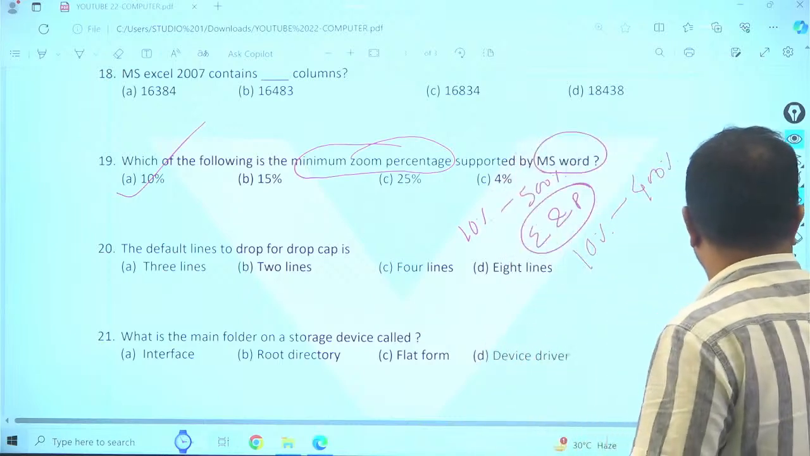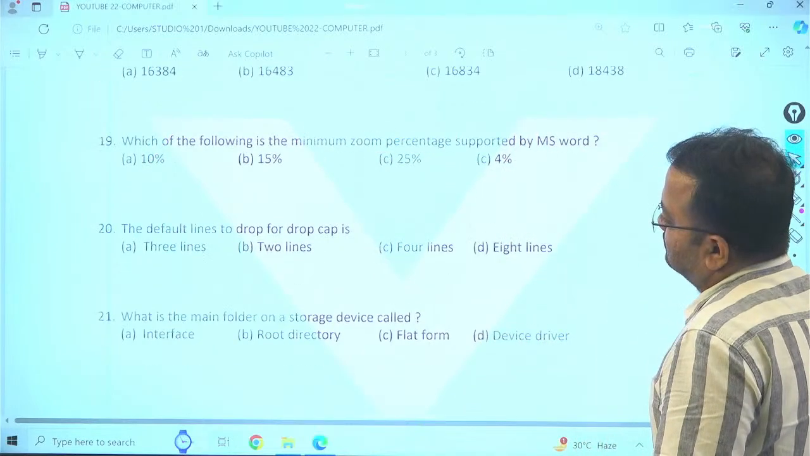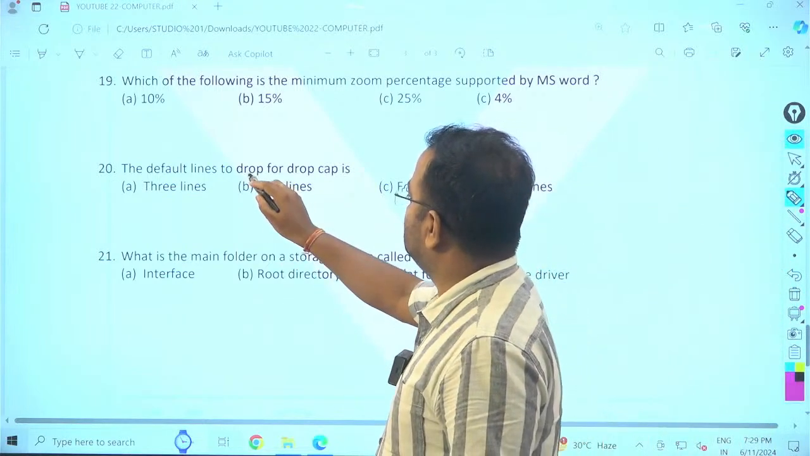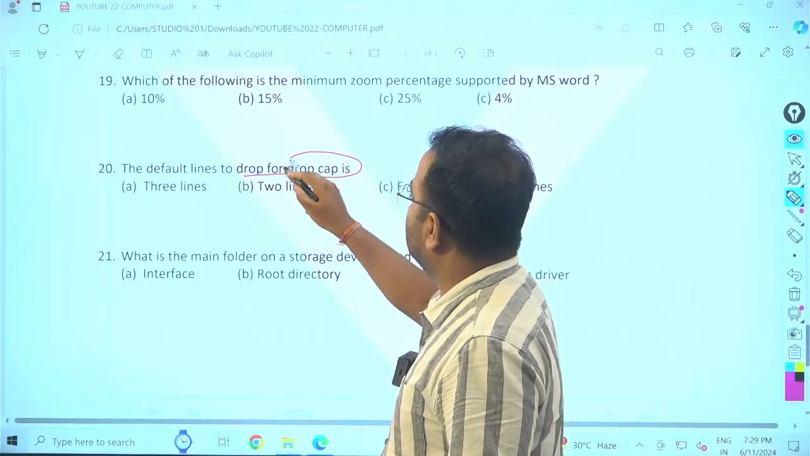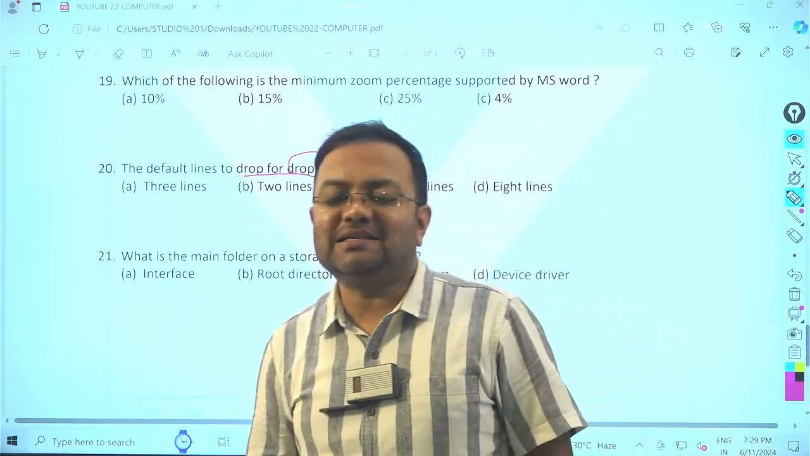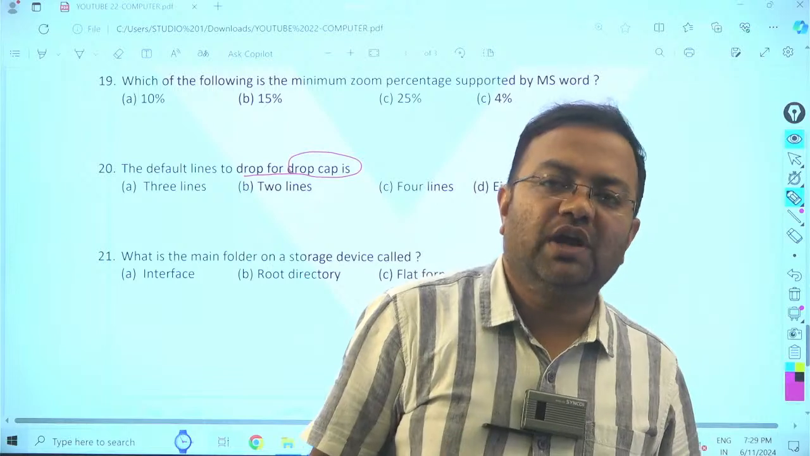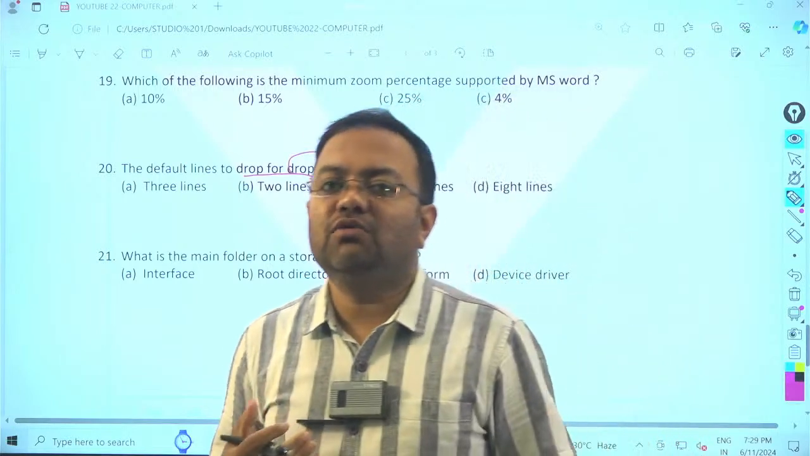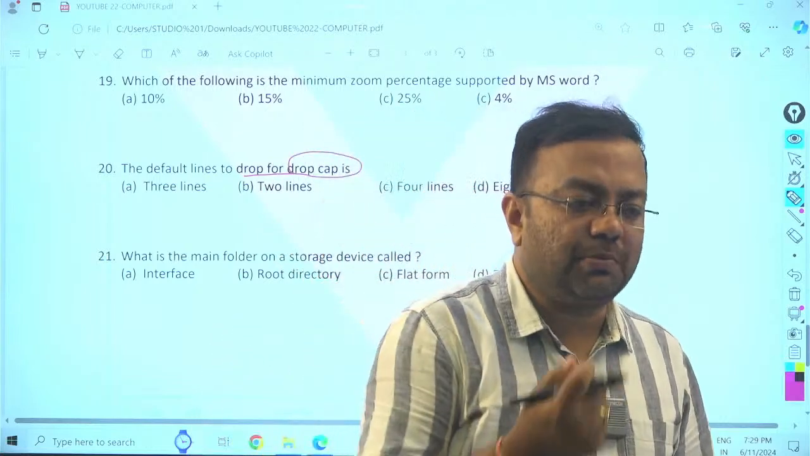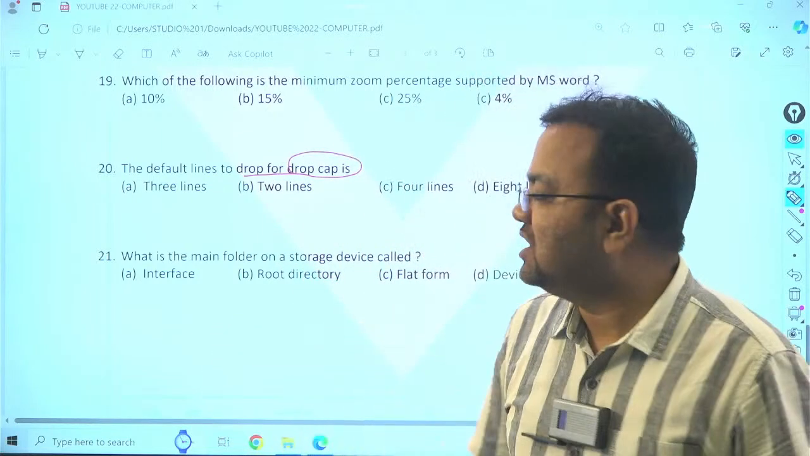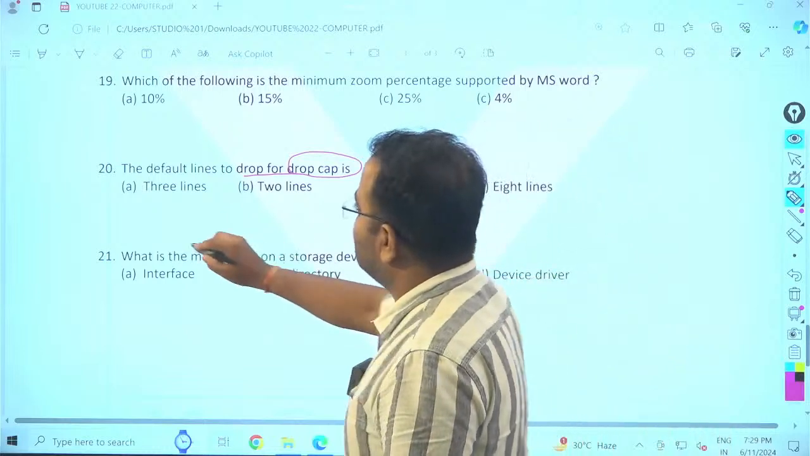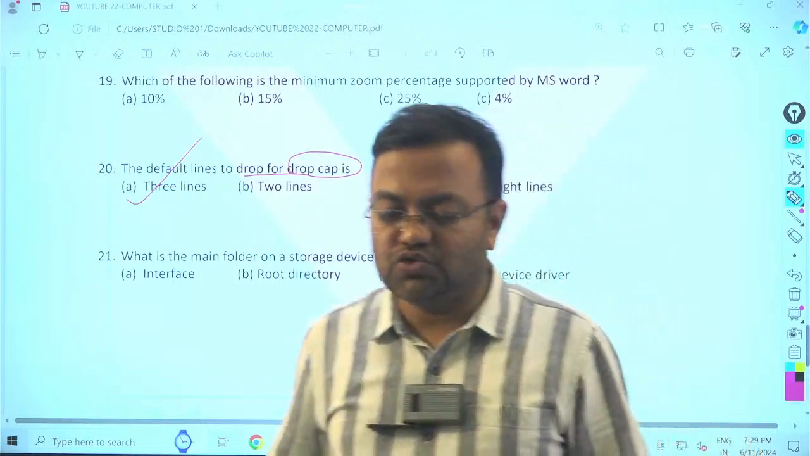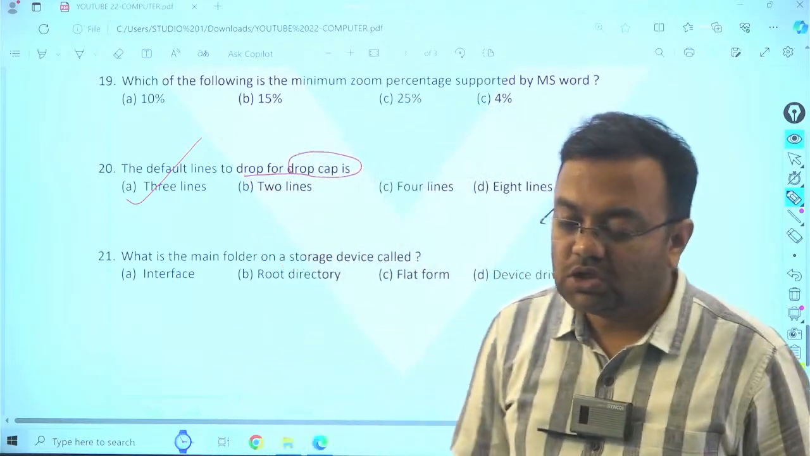Then goes to question number 20. The default lines to drop for the drop cap. So it has asked how many lines can be dropped by default when we are applying a drop cap in MS Word. So students, remember that when we drop the first character of the paragraph, the default is 3 lines to drop. So answer is A, default is 3 lines to drop. So question number 20, very popular question, answer is 3 lines to drop.